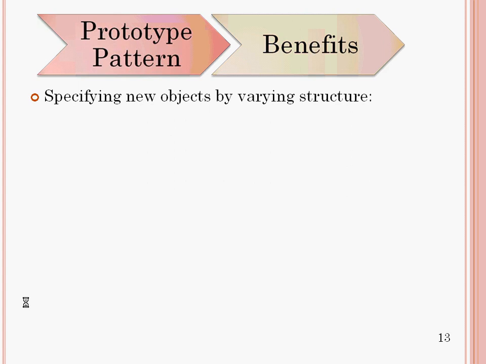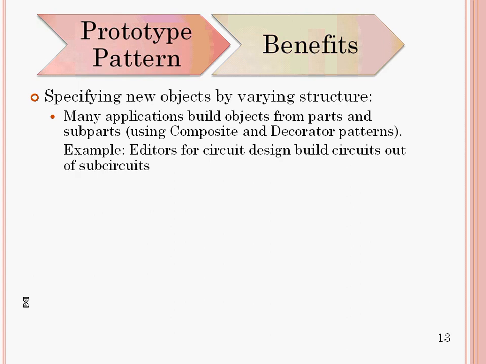By varying structure, I meant adding new parts to it. So you clone an object, add a new part, and make it a new prototype. So that's what it is.